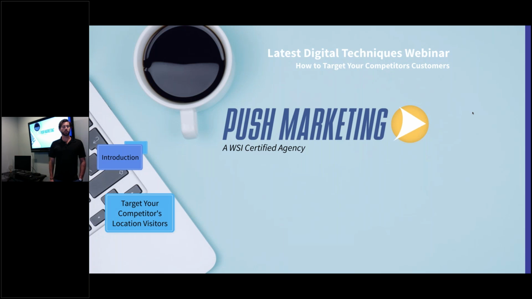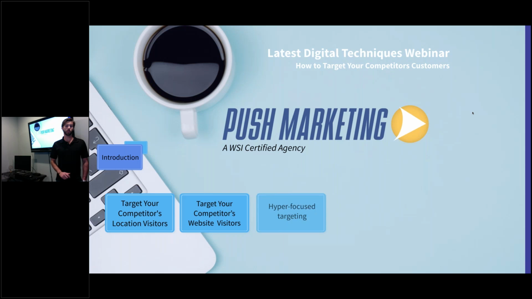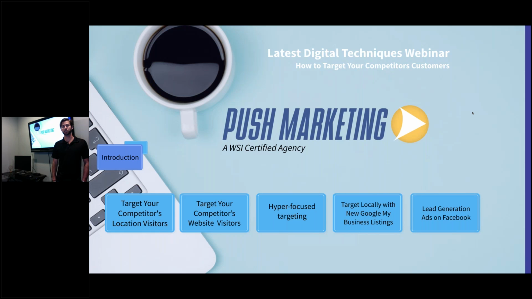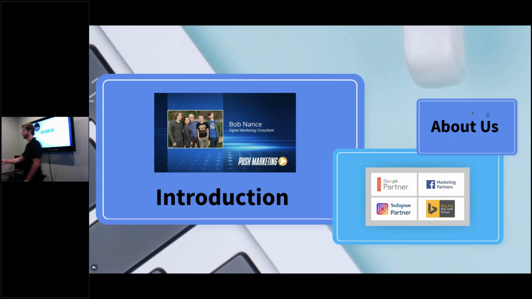Here's an overview of what's going to be covered, the different topics. We're going to start off with how to target your competitors' location visitors, how to target your competitors' website visitors, hyper-focused targeting, target locally with new Google My Business listings, and we're going to wrap it up with lead generation ads on Facebook. And now to introduce to you our marketing expert, Mr. Bob Nance.